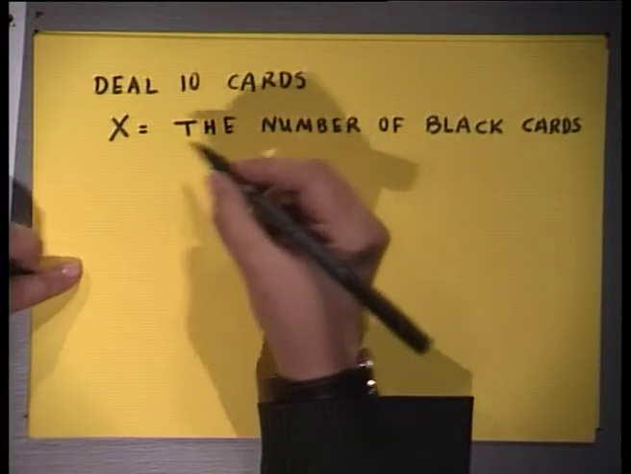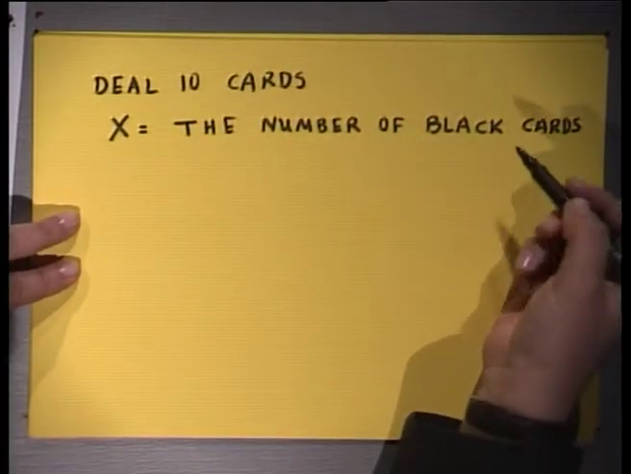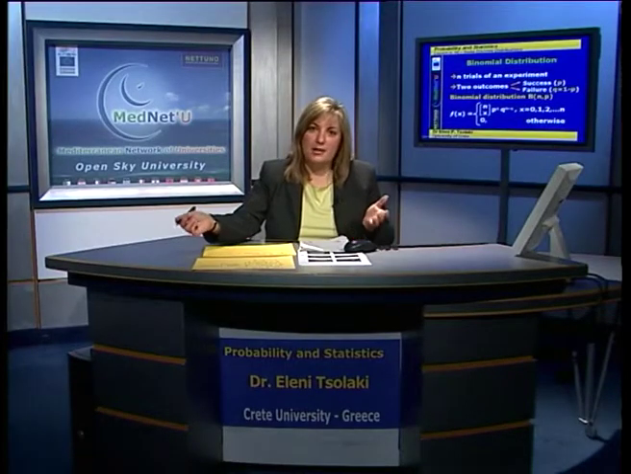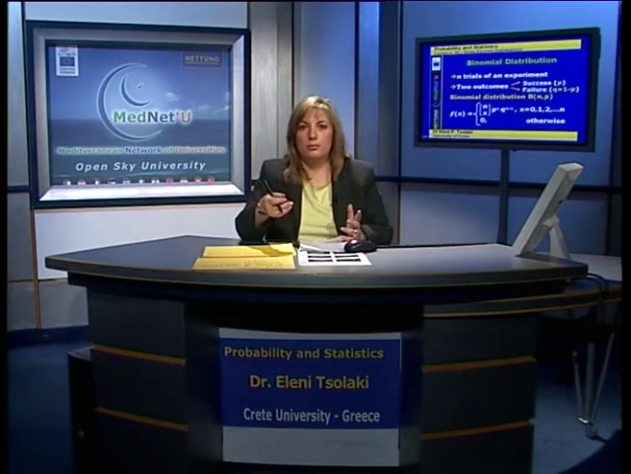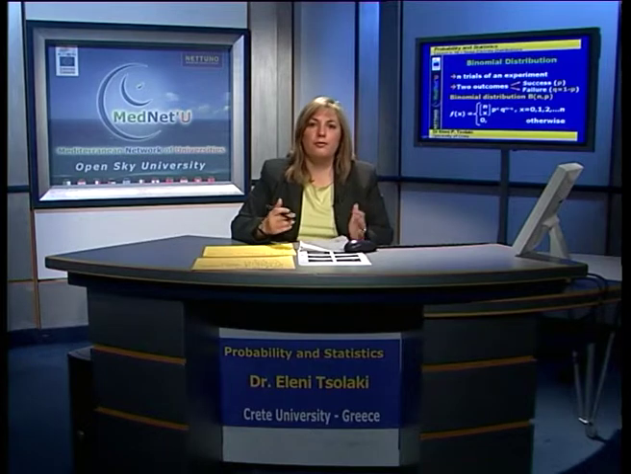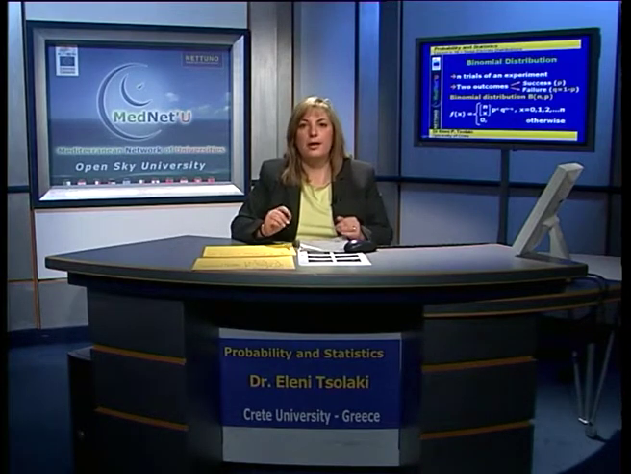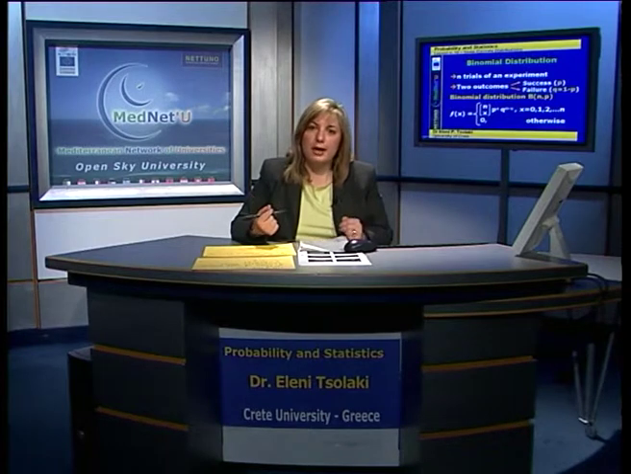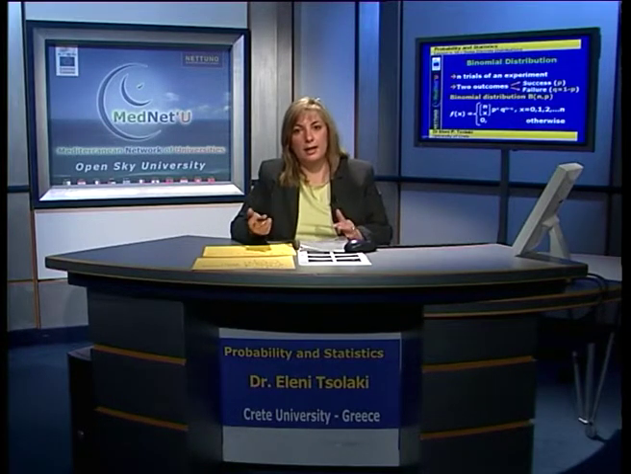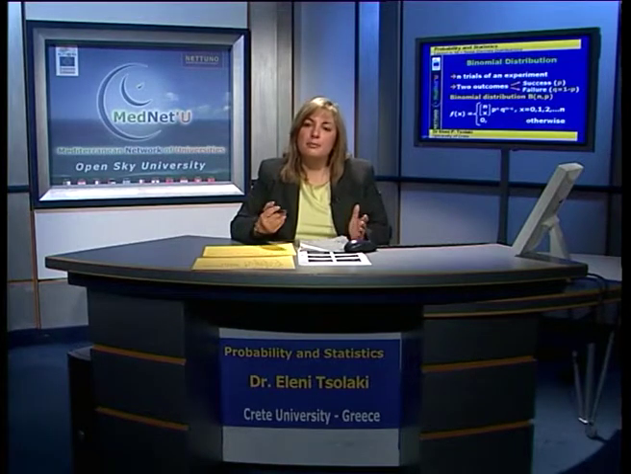So, the probability here of a black card, the first time we draw a card, will be 26 out of 52. There are half black cards in our deck and half red. Now the second time we draw, the second card we draw, the probability of observing a red or a black card depends on what we have observed before.